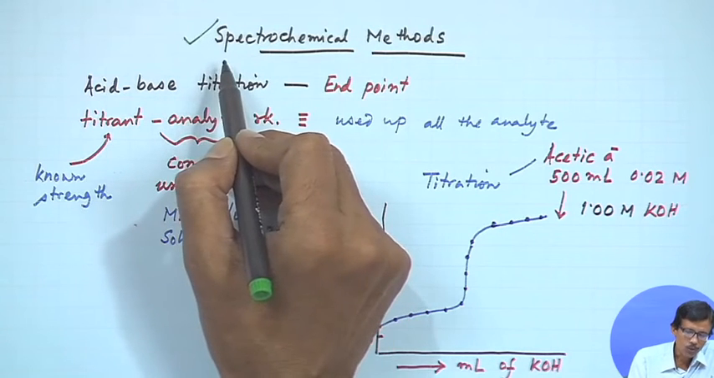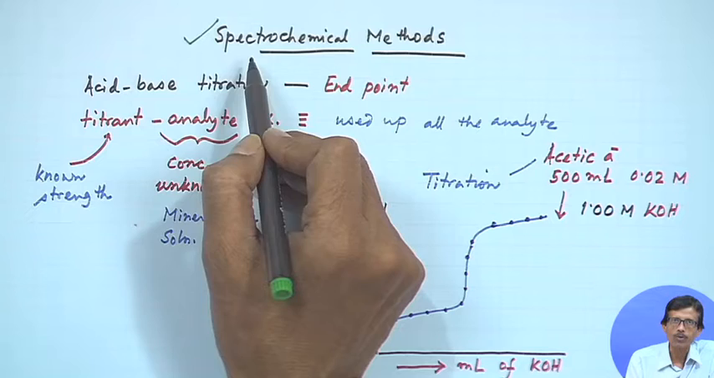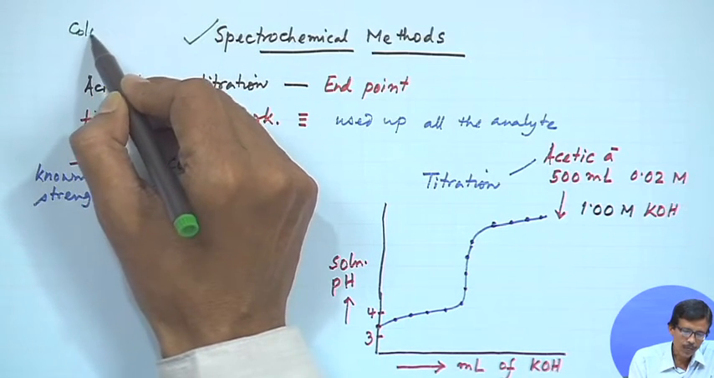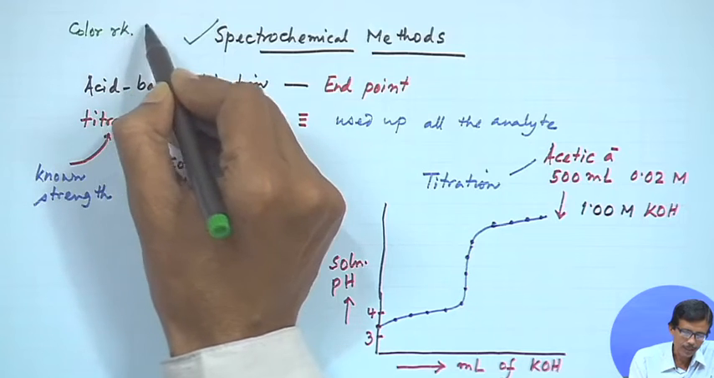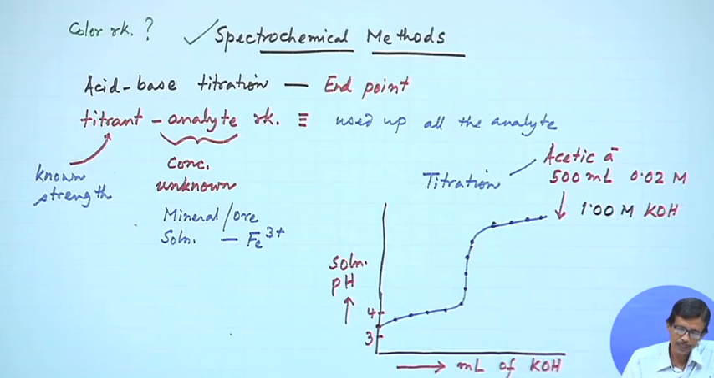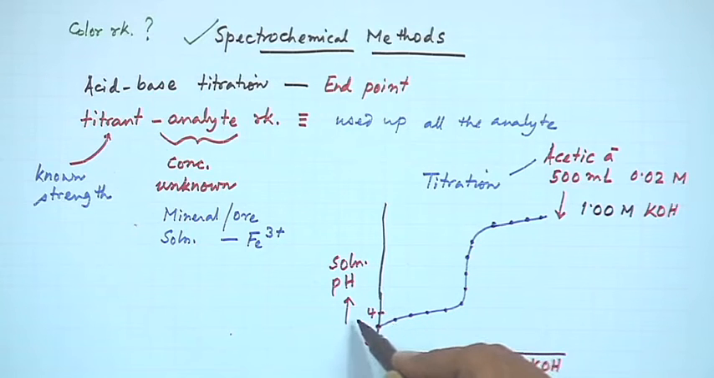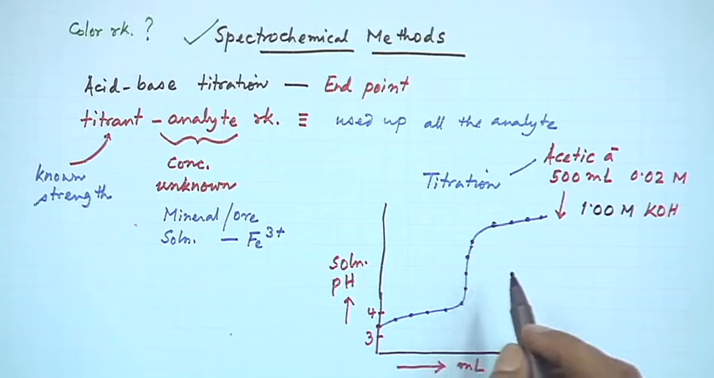Because all we know is that for a typical spectrochemical reaction we should be utilizing some color reaction. But where do we get the coloration from here? Your acetic acid solution is a colorless solution, your KOH is also a colorless solution. The only thing we are seeing is the change in the pH.